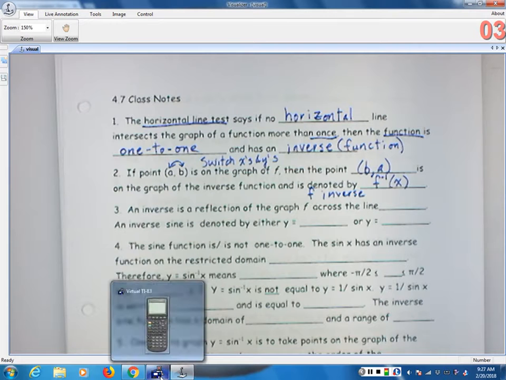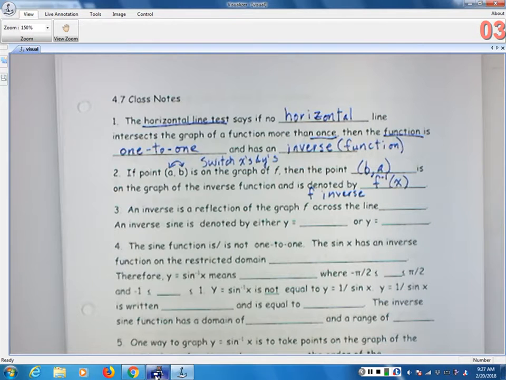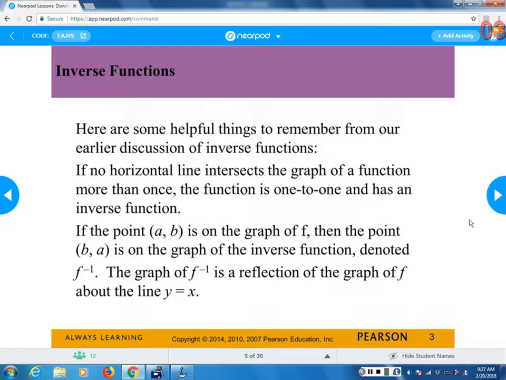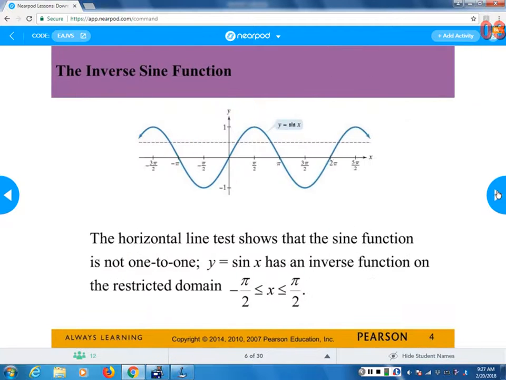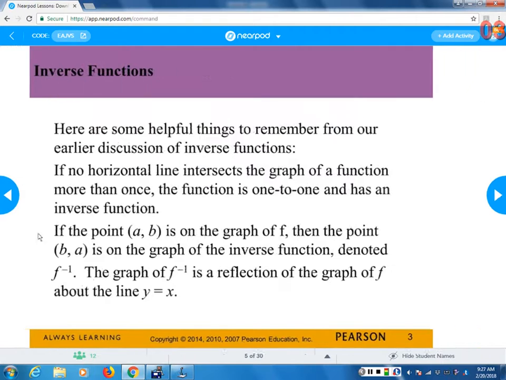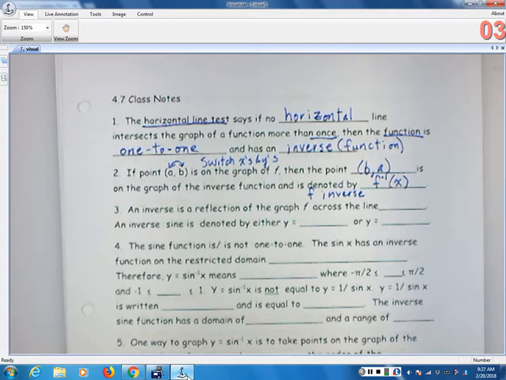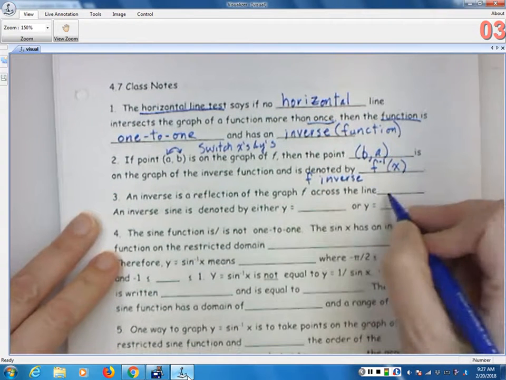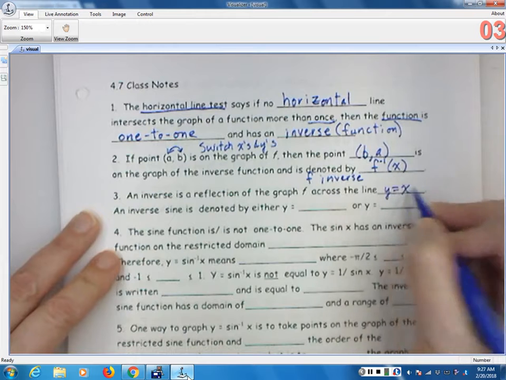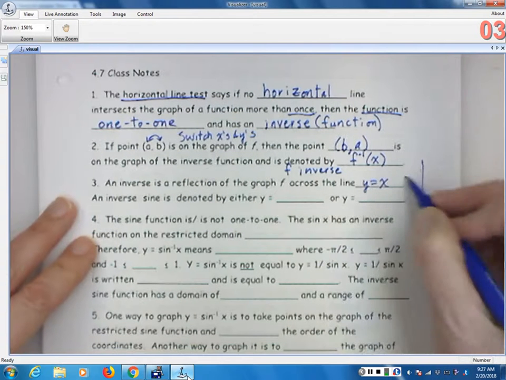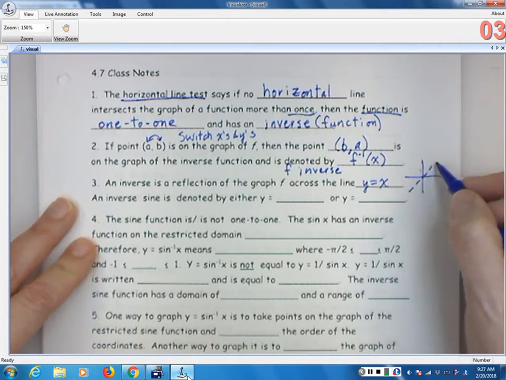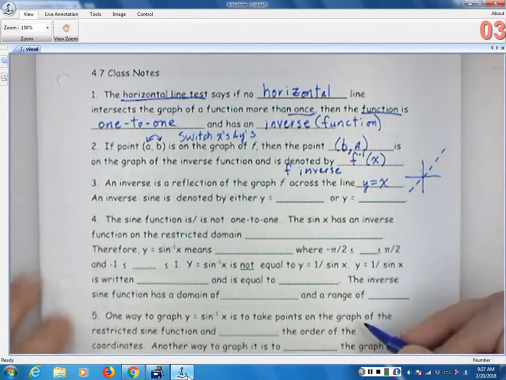Okay, and that's straight out of the notes. Oh, and the graph of f inverse is the reflection of the graph of f about the line y equals x. So an inverse is a reflection of the graph of f across the line y equals x. That was this line. That's a line.